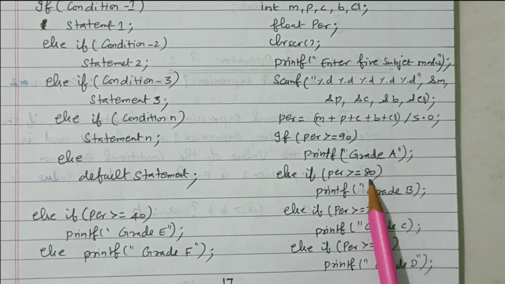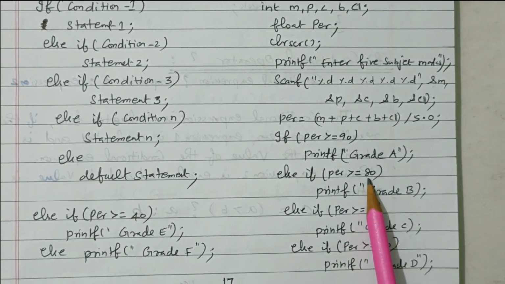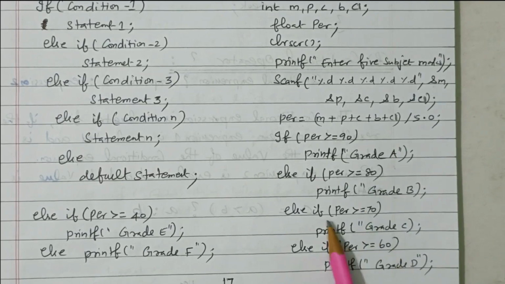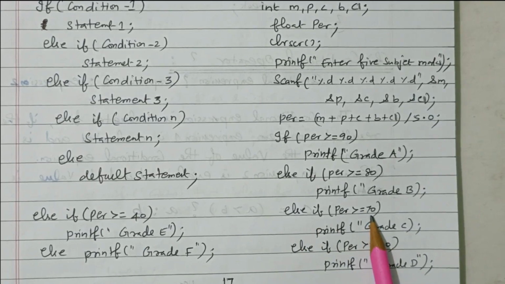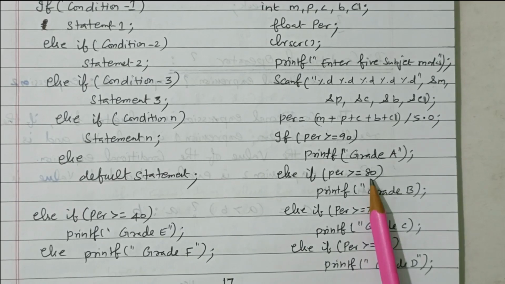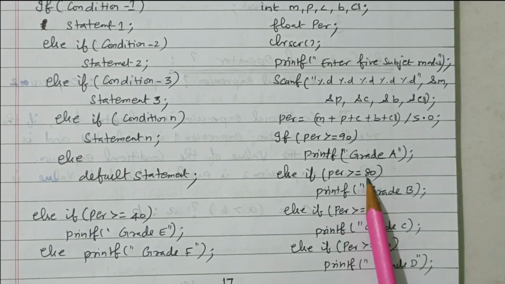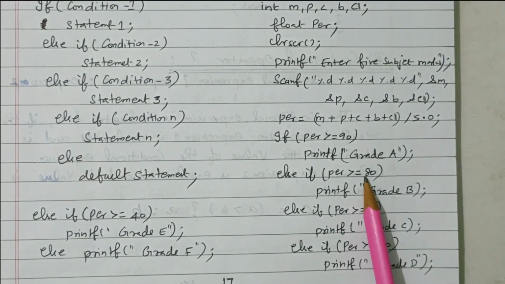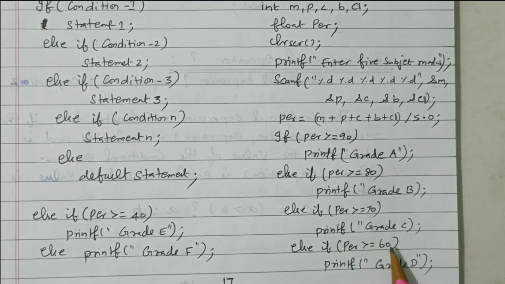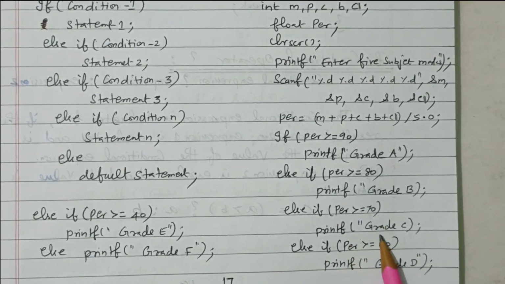If this condition is also false, it is not greater than or equal to 80. If it is less, again we check another condition: else if percentage is greater than or equal to 70, right? The previous condition being false means it is not greater than or equal to 80, but this condition checks whether it is greater than or equal to 70. If this condition is true, it is in between 70 to 79, right? 70, 71, 72 up to 79. Because the previous condition is false, it is not greater than 80. If it is 70 to 79, the grade is C. We are printing the grade as C.